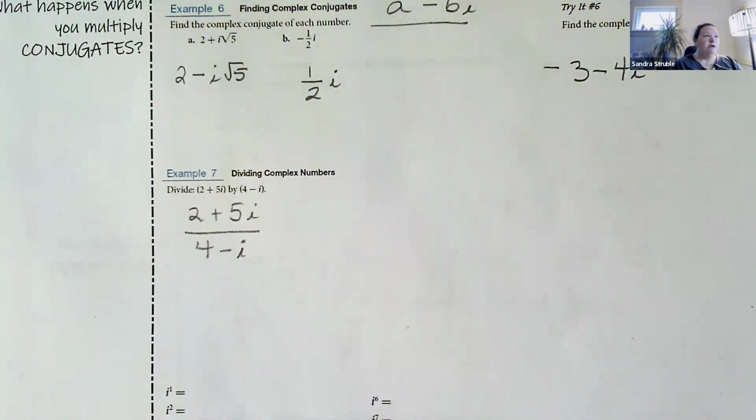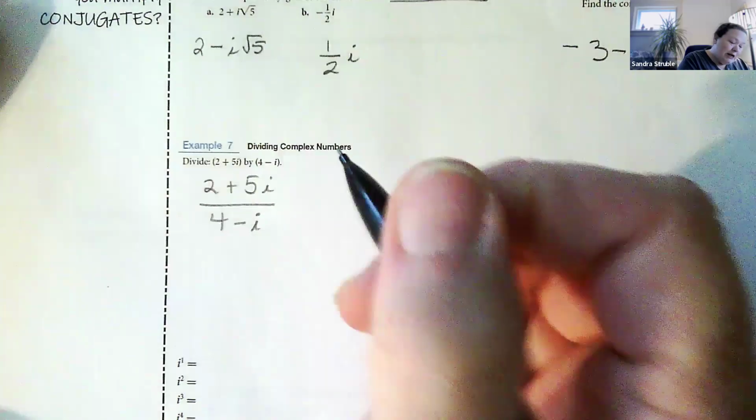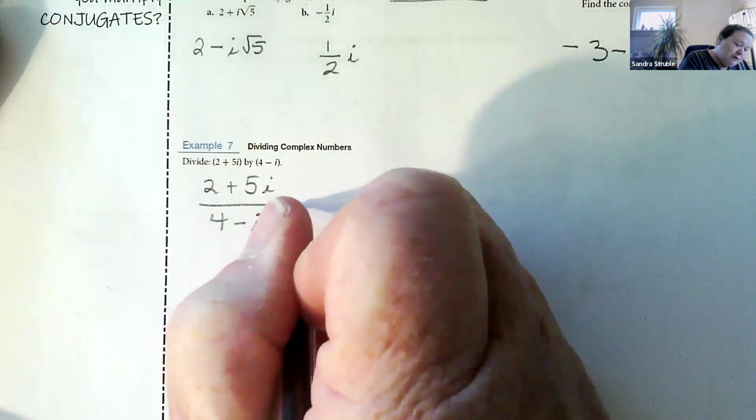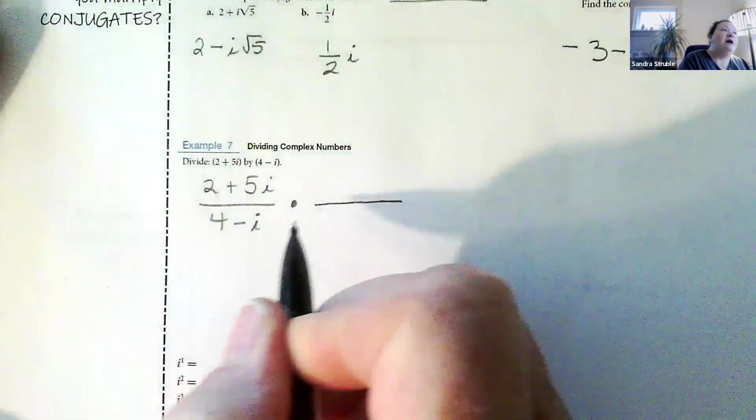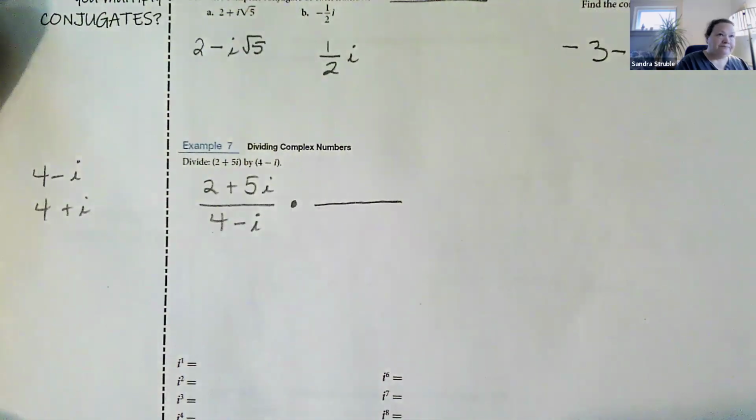All right, when you divide complex numbers, you have to rationalize your denominator, which means there should be no square roots in your denominator. Currently, we have an i, which is the square root of -1. So we can't have that because our denominators cannot have square roots. So to change it, we have to multiply by the complex conjugate of the denominator only. So if the denominator is 4 minus i, the complex conjugate is 4 plus i.